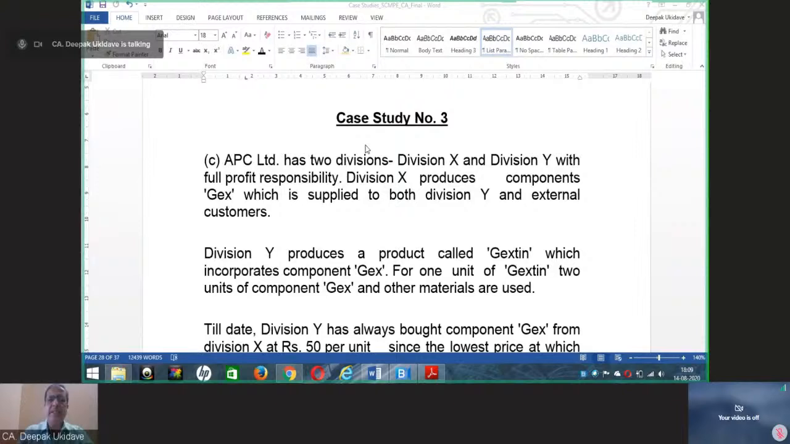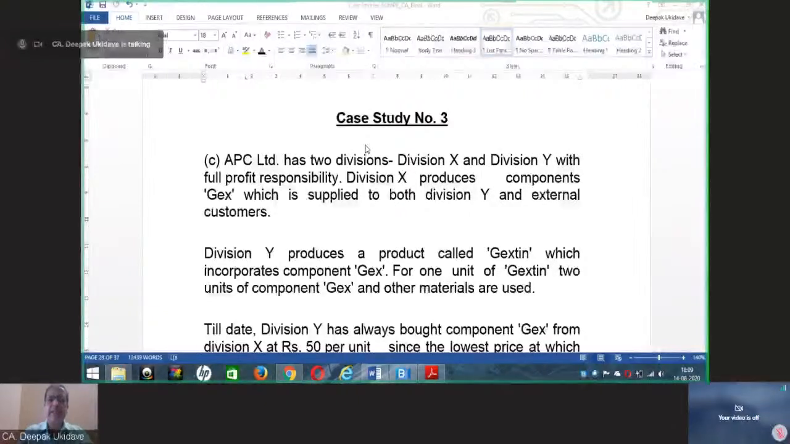Number one, the cost of manufacturing this component is only rupees 30 per unit, whereas division Y is procuring this at 47. Actually, internal cost of manufacturing is only 30 rupees and cost of procurement is 47. So don't you feel that 17 rupees extra division Y is spending on buying from the external market? So obviously that results in loss.